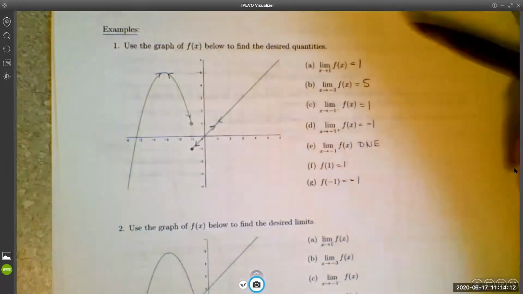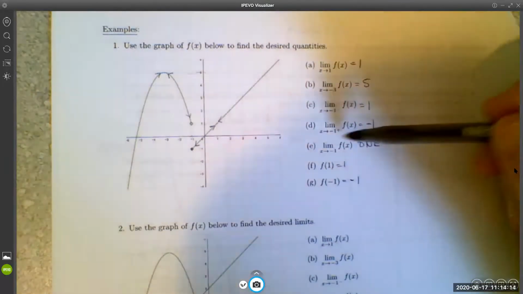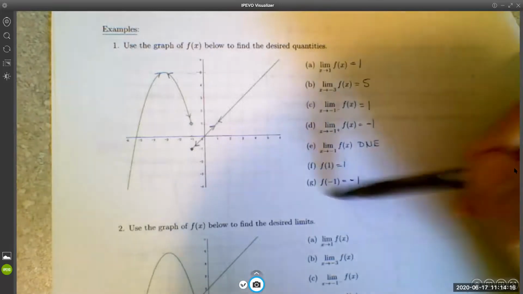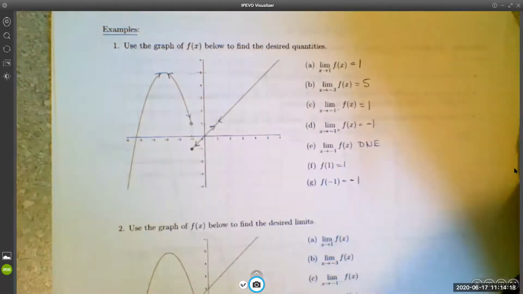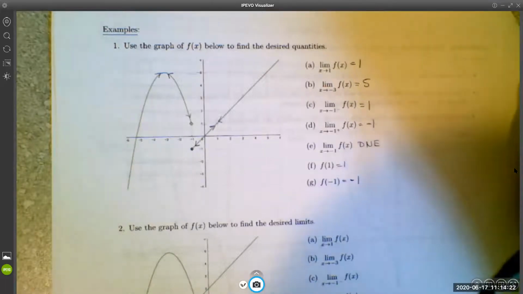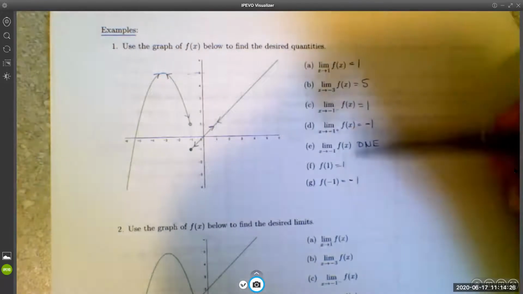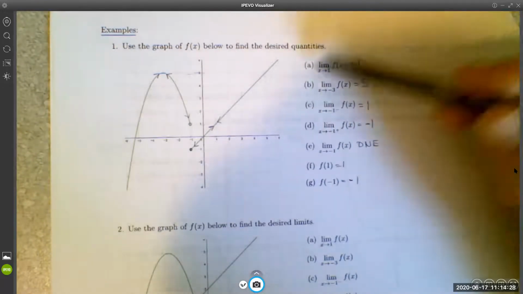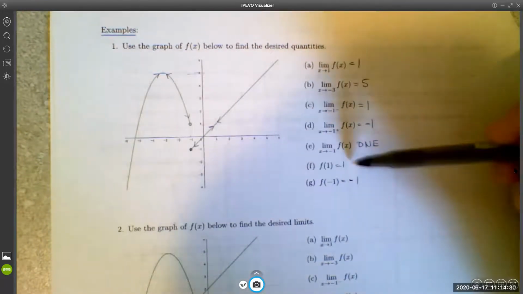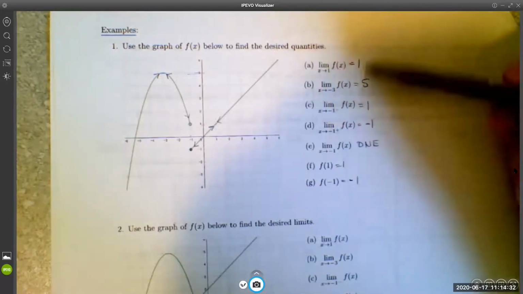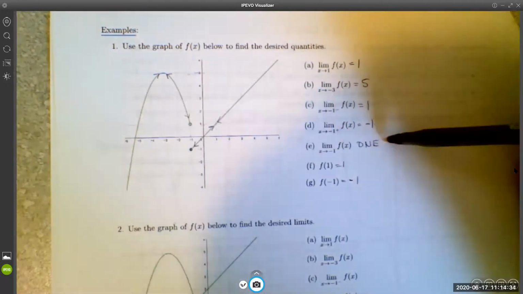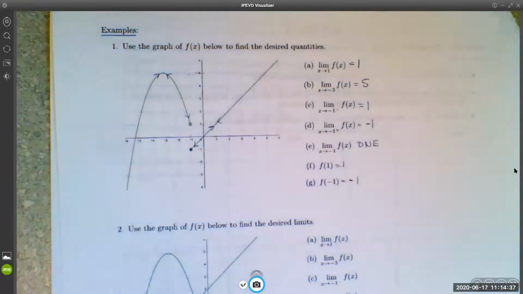So what I want to point out there is that even though the limit does not exist, the function value still does. So limits and function values are not necessarily the same thing, right? Here, the limit and the function value were the same, right? Limit as x approached 1 was equal to 1, and f of 1 was equal to 1. So the limit and the function value were the same, but here they're not the same, right? So limits and function values are not necessarily the same thing.